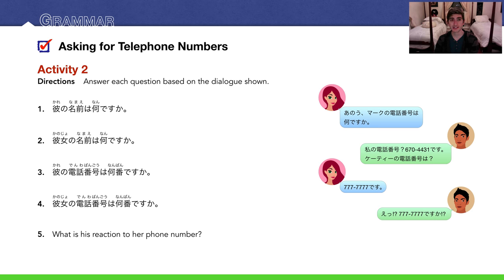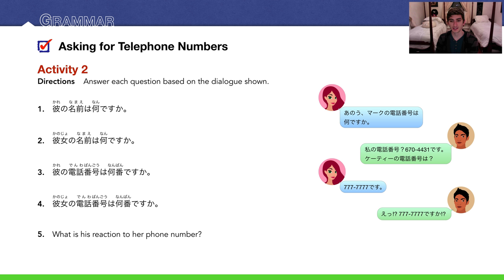Activity 2, answer each question based on the dialogue shown. So let's read the dialogue first. The girl in pink says, ano, Mark no denwa bango wa nan desu ka? So she's asking Mark, I assume this guy's name is Mark, for his phone number. And he says, watashi no denwa bango 670-4431 desu. Katie no denwa bango wa? Remember that wa plus question mark acts like what about this or how about yours?